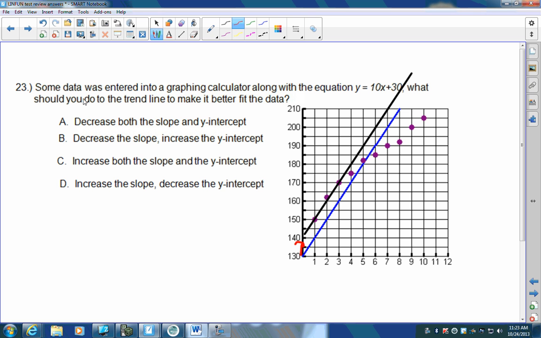So we need to look through. This says decrease, so that's not it. Decrease the slope, increase the y-intercept. Okay, that's good. Increase the y-intercept, that's good. Decrease, so I'm going to cross out D. I've got A and D that go away. Now I need to figure out what I need to do to my slope. I need to make it flatter. When you make something flatter, you are decreasing the slope. So your answer should have been B, not D.